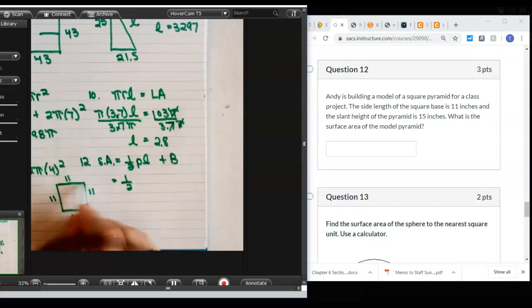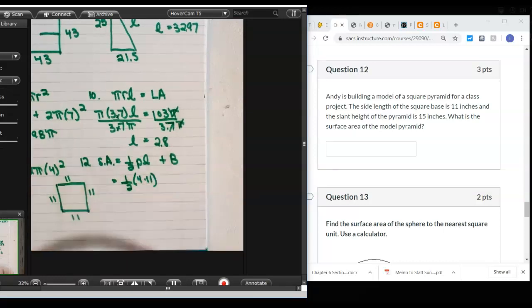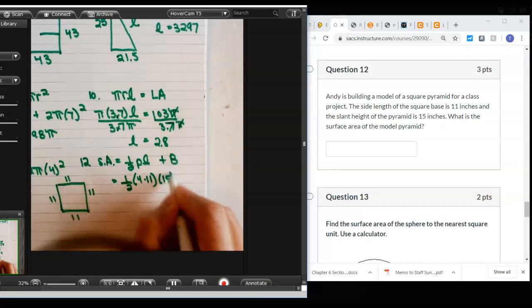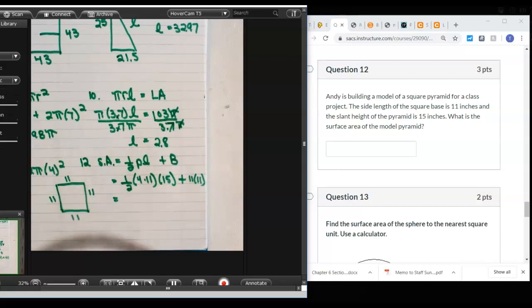If I'm looking for the perimeter, I'm looking for the distance around. That would be 4 times 11. If you go back and look at the problem, they gave us the slant height as 15. And again, big B is the area of this base, which would be 11 times 11. Plugging all of that into my calculator, we should end up with 451.